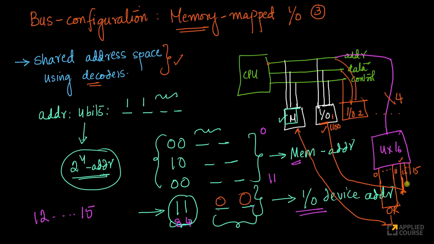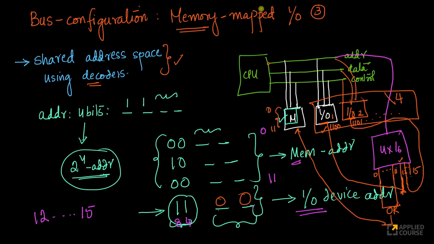Similarly, this output 13, I'll connect it to my chip 2 or my IO device 2. So this will correspond to address 1101. So on and so forth. I could have at most 4 IO devices here, corresponding to pins 12, 13, 14, 15. So I could have up to 4 IO devices here. But my memory can only have values from 0 to 11, even though my address is 4-bit.